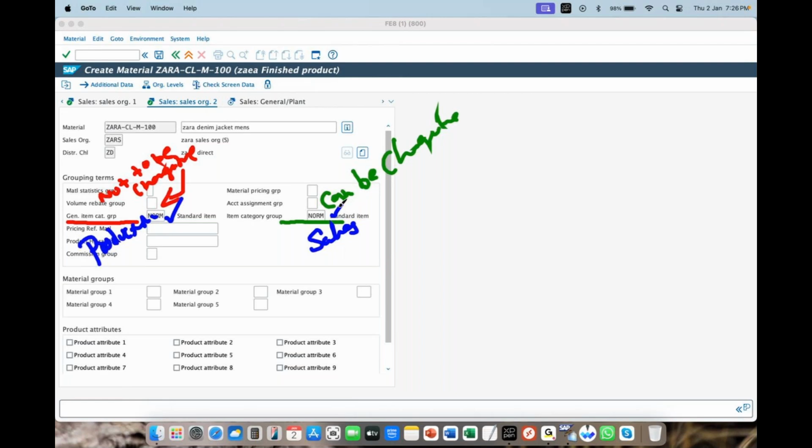So what is item category group first of all? Item category group controls the presentation of a product. According to the item category group maintained, the output of the product is based on it. Simple. According to the item category group, the presentation of the product.